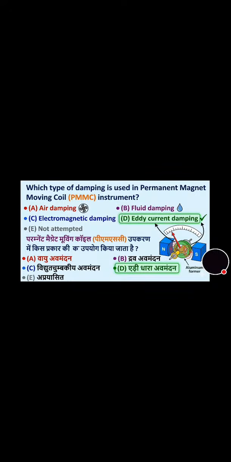Which type of damping is used in permanent magnet moving coil instrument? And its correct answer is option D, that is eddy current damping. Now move towards the next question.